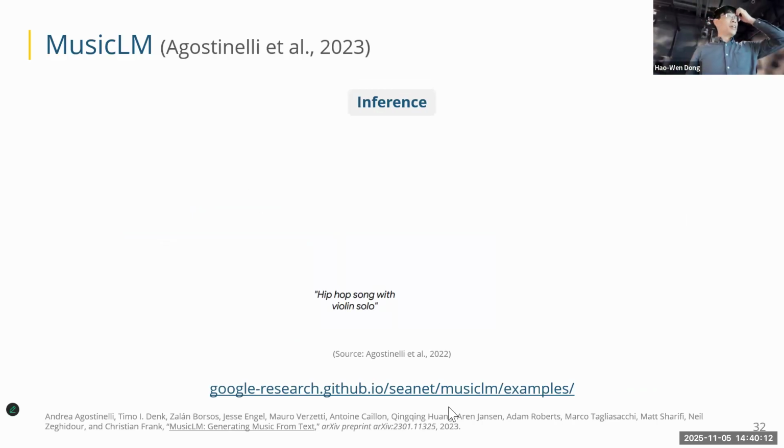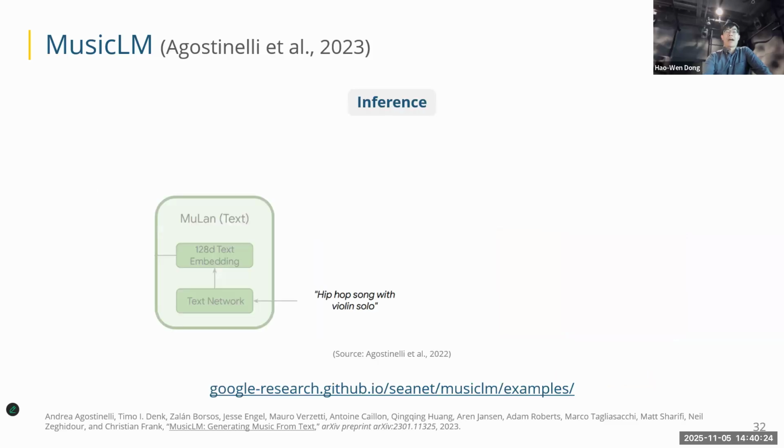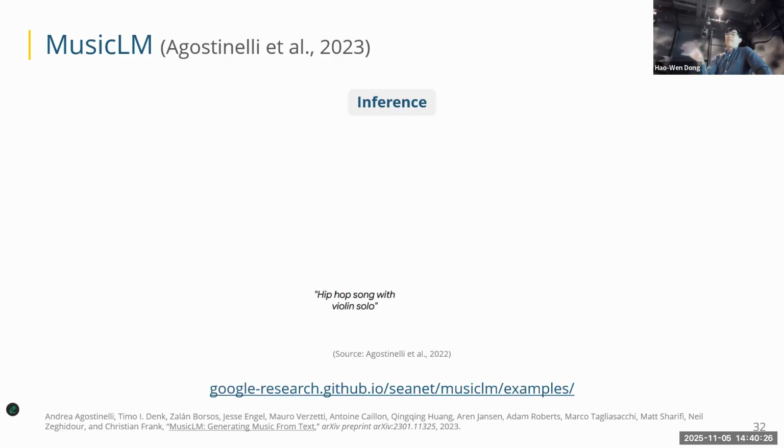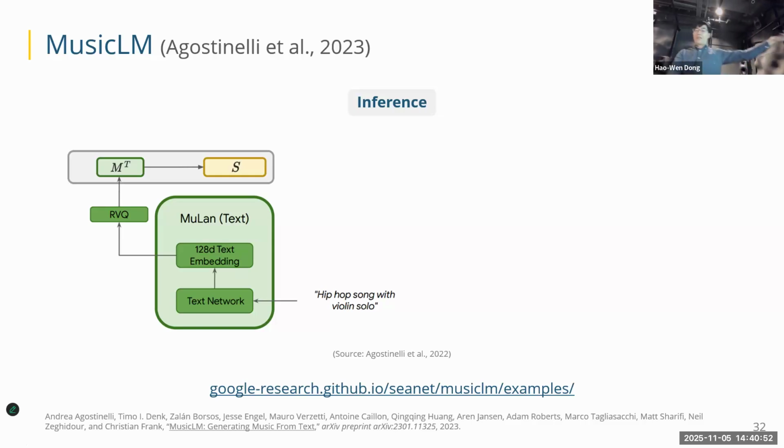But once you train this kind of model, the trick lies here. As we talked about, you grab an audio, like music, and use this Mulan model to turn it into audio tokens. The clever thing about MusicLM is that now you have a pair of text and music encoders, and they throw stuff into the same space. So you grab that text encoder of Mulan, take a text like a hip hop song with violin solo, and throw it into that space. And this space should be the same as the one that you just trained your model on.